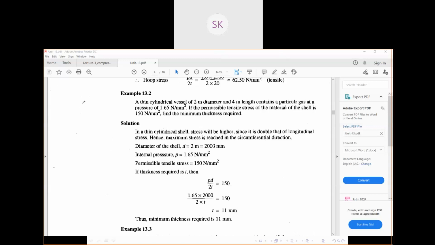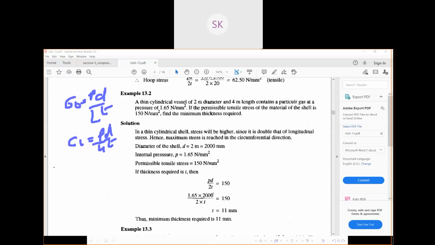So see, you have the formula for sigma theta. What was the formula? PD by 2T, right? And sigma L was PD by 4T. So you have been asked to find the minimum thickness. When will this be minimum? When this will be maximum, right? So from sigma theta and sigma L, we got to know that sigma theta is more. We know sigma theta is more than sigma L, so we'll take this value to get the minimum thickness. If we take the other value, we won't get the minimum thickness. Sigma theta is inversely proportional to T. So when this is more, T will be less, right? So we'll take this value.